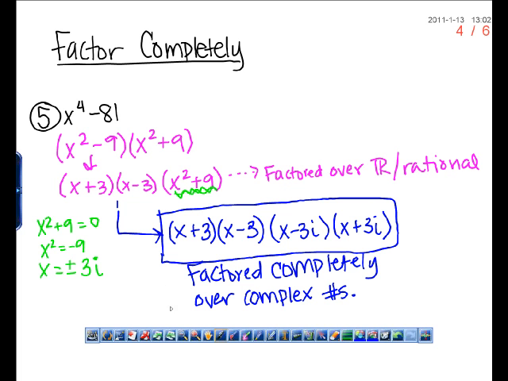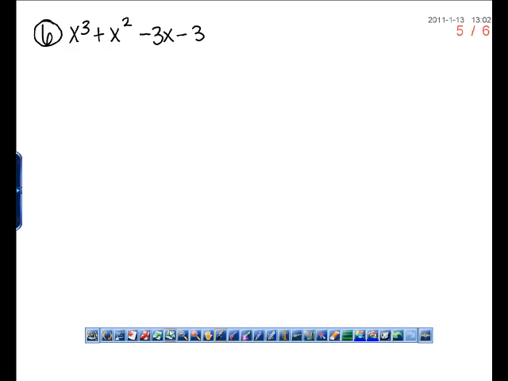All right, ready for our next one? x cubed plus x squared minus 3x minus 3. Ideas on how to start this off? Okay, we're going to factor it by grouping. We've got 4 terms. They look like they factor, so let's try them.